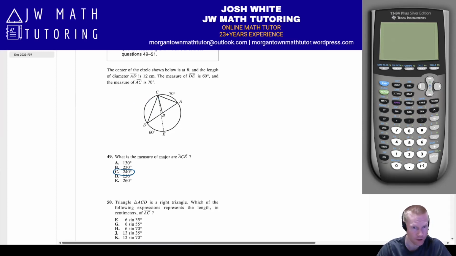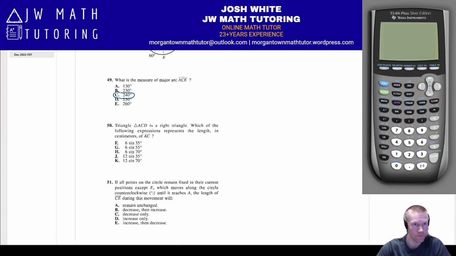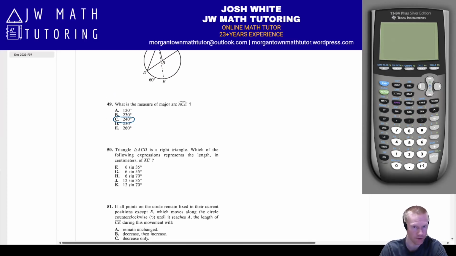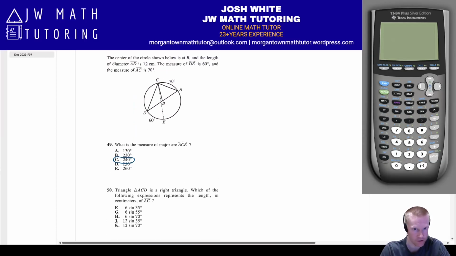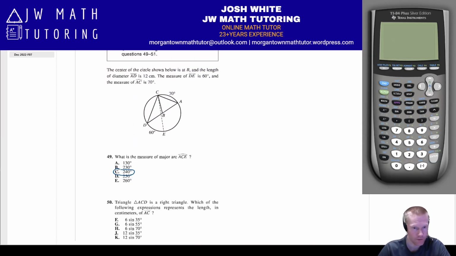So the next one below it. Here they tell you it's actually a right triangle. So if you didn't know that, you actually could have just read ahead, because they tell it to you in the next problem. All right, which of the following represents the length of AC? They give you a bunch of expressions with sine and everything, right? So what I would do is basically recreate this picture.